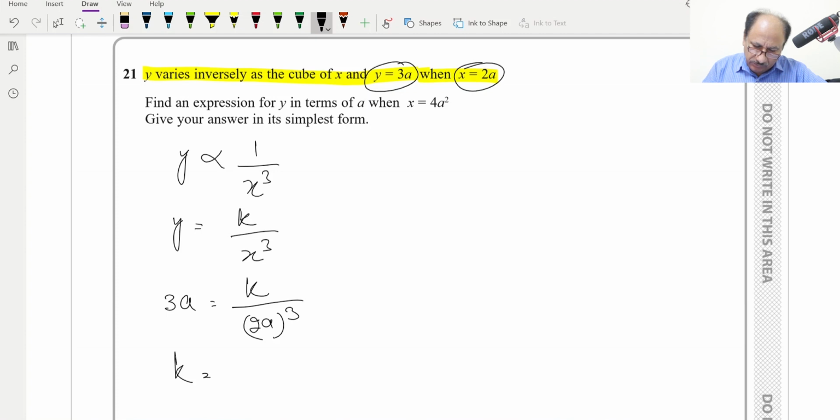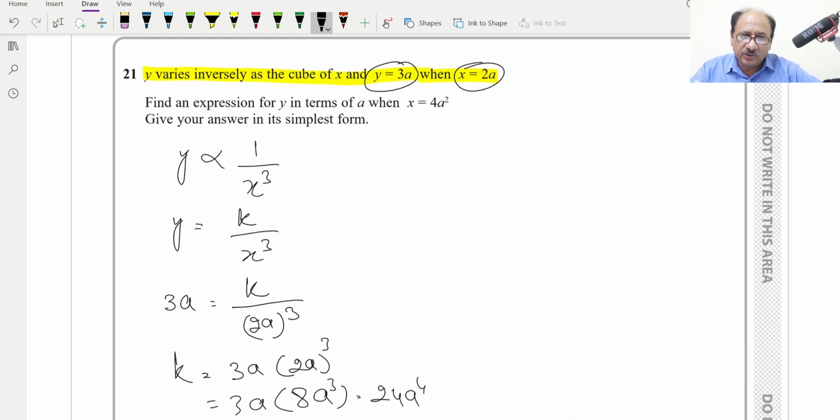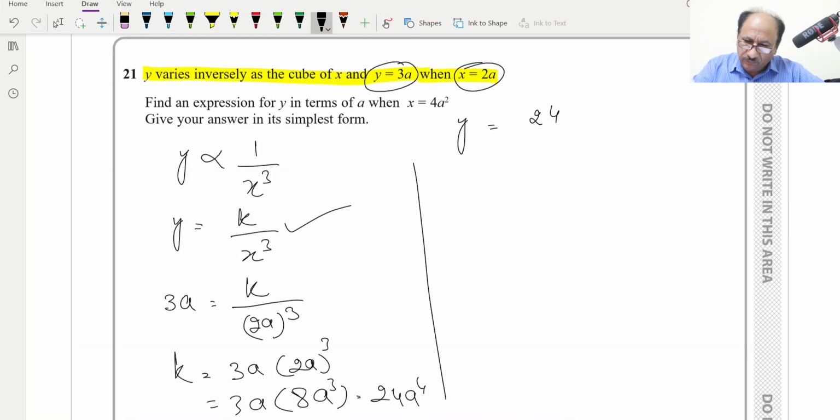So k is equal to 3a into (2a) cubed. 2a cubed will be 8a cubed, so k will be equal to 24a to the power 4. We replace this value in the equation and write y is equal to 24a to the power 4 over x cubed. This will be our equation.